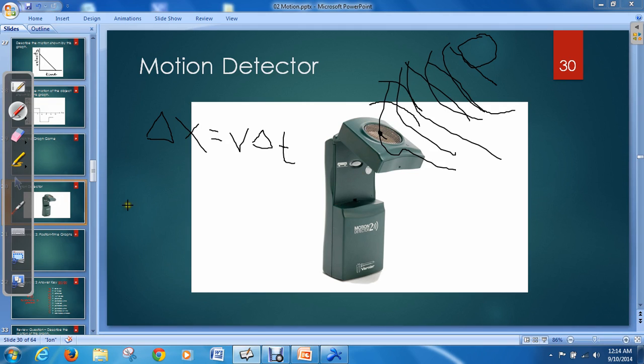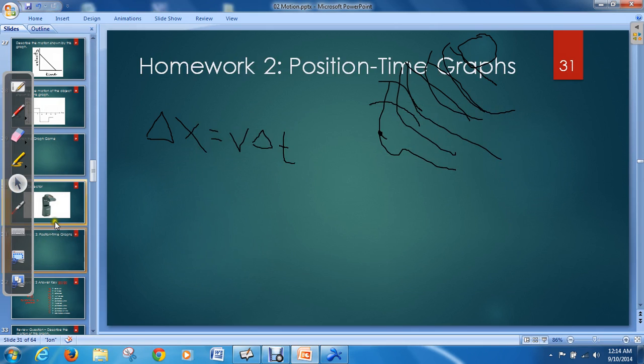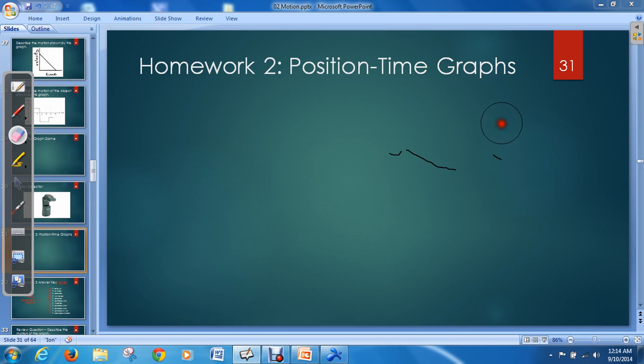All right, then the last thing we did is we were assigned homework. Homework 2, which is position time graphs. Those are on the website, so if you want to do that, look that up and turn that in.